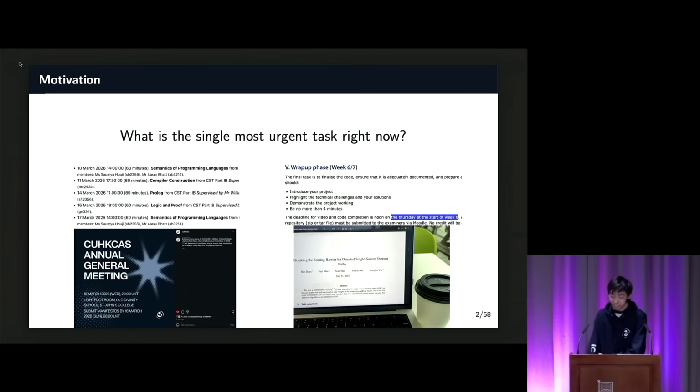Cambridge life can really feel like an endless marathon. And so to try my best to meet all my deadlines, I often catch myself asking, what is the single most urgent task right now? But priorities can change, and keeping a perfect ordering between tasks is really, really tiring. And so I start to seek an alternative.